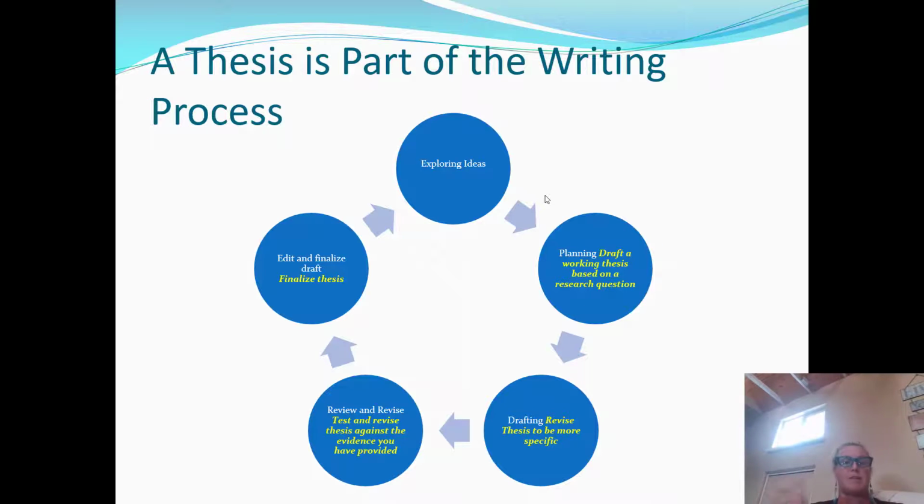So a thesis is just part of your writing process, right? Up to this point, we've basically been exploring ideas, reviewing. We drafted a research question and used that as a way to analyze sources. You created an annotated bibliography where you looked at those sources to see what kind of conversation they were having about your topic. So now, based on that initial research, you're going to draft a working thesis that'll be basically based on the research question you developed already.